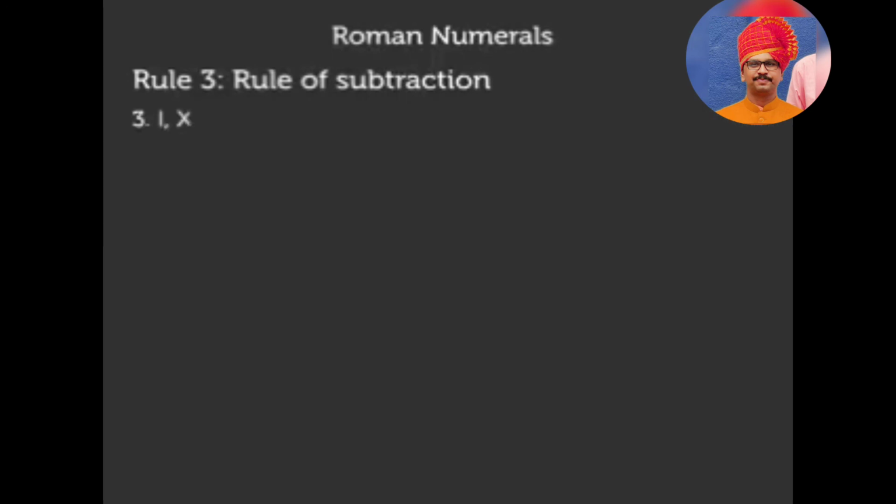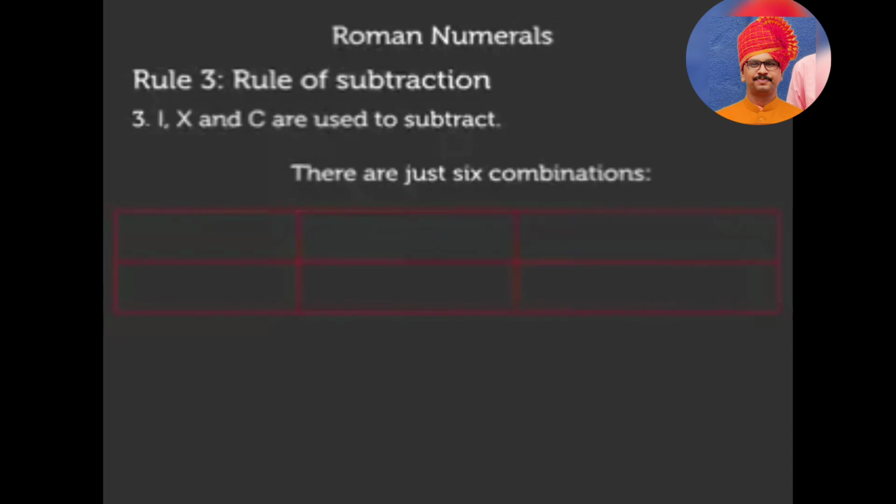Rule 3. Rule of subtraction. I, X and C are used to subtract. There are just 6 combinations. IV is equal to 5 minus 1 is equal to 4. IX is equal to 10 minus 1 is equal to 9.